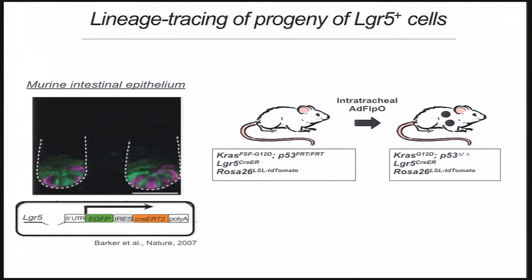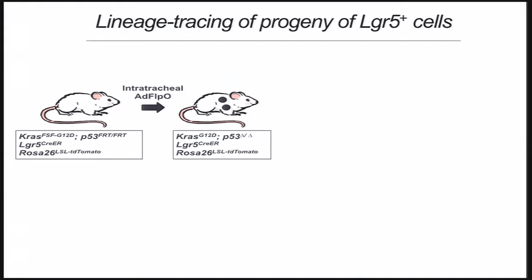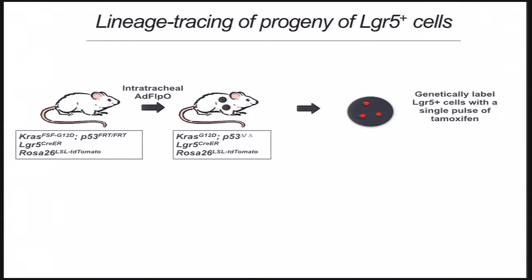And so the experiment is shown here. You take that mouse with that complex genotype, allow it to develop a tumor following the addition of adeno-Flp, and then pulse the mouse with a little bit of tamoxifen. And what you observe then is a small cluster of RFP-positive cells, which represent those cells that had the Wnt pathway on at the time that you did the tamoxifen exposure.